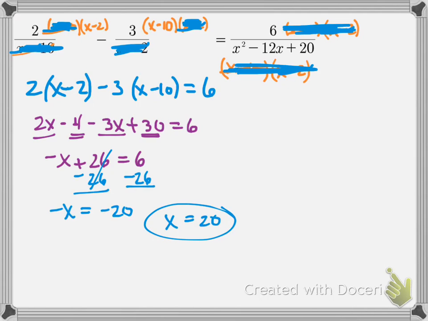You'd want to check that again with your constraints or your restrictions from the very beginning. So I need to unhide those. We would have to know that x could not equal 10 or x could not equal 2. So that means that this is our answer. x equals 20. Hope this helped, and good luck.